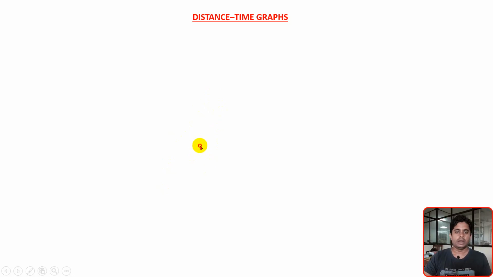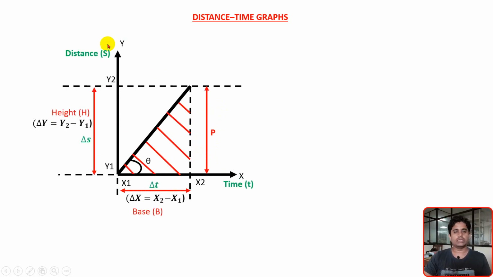Consider this graph. See what this graph indicates. It is obviously a distance versus time graph. On the y-axis, I have taken distance and on the x-axis, I have taken time, right? And there is this one line which is passing through the origin.